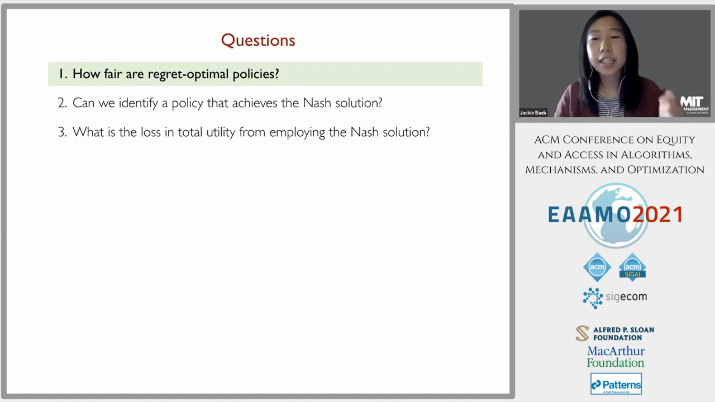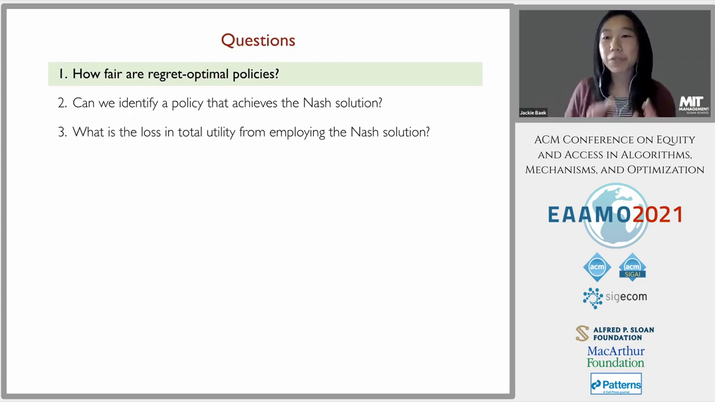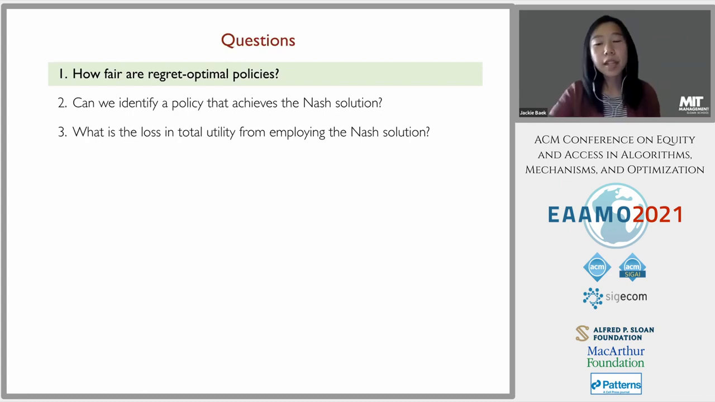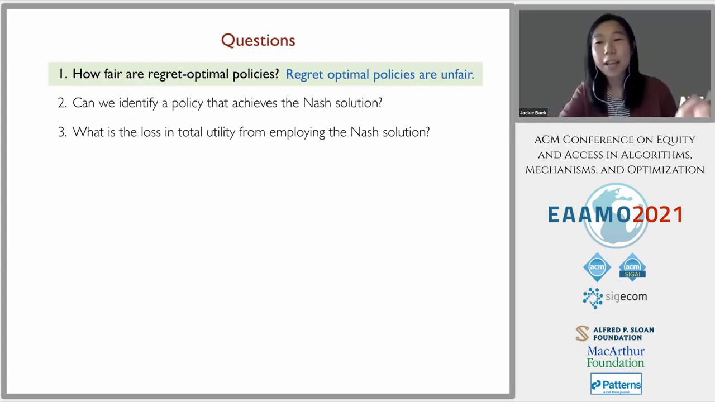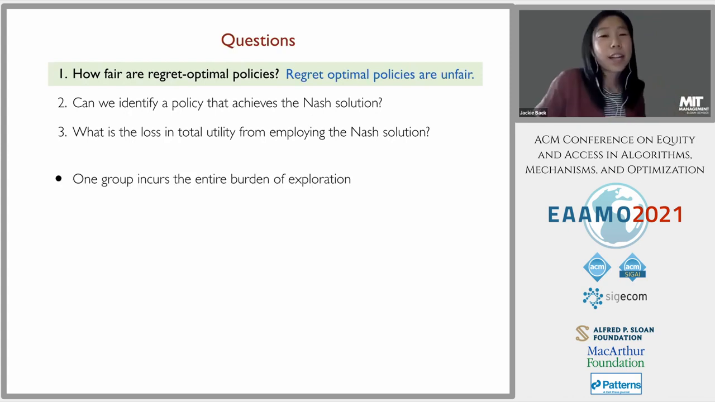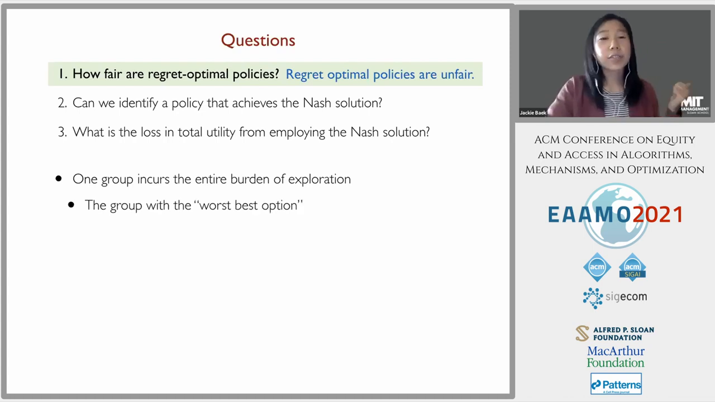The reason we ask this question is because the bandit literature is very good at coming up with algorithms that minimize regret, right? But how well do these algorithms do in terms of fairness? The answer is that regret optimal policies are unfair. To give you a high level idea of what I mean by unfair, when you run a regret optimal policy, it turns out that one group ends up incurring the entire burden of exploration. Specifically, this group is the group with the worst best option.